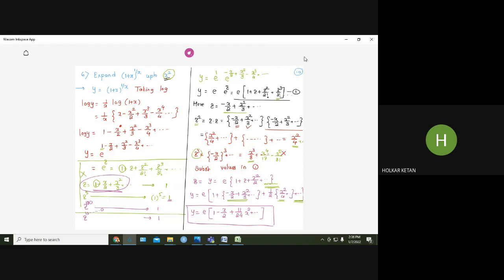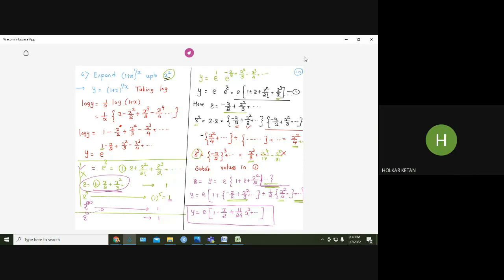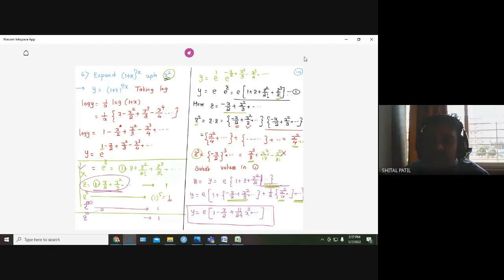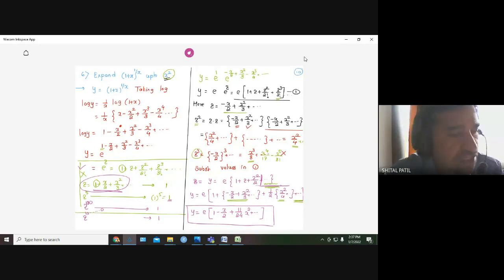So can we consider terms up to z raised to billion? No. In other words, can we terminate the expansion somewhere? As we terminated in this case up to z square only, which is not possible in case of this part when we start z from 1. Clear or not? Understood? Okay, great. Next.